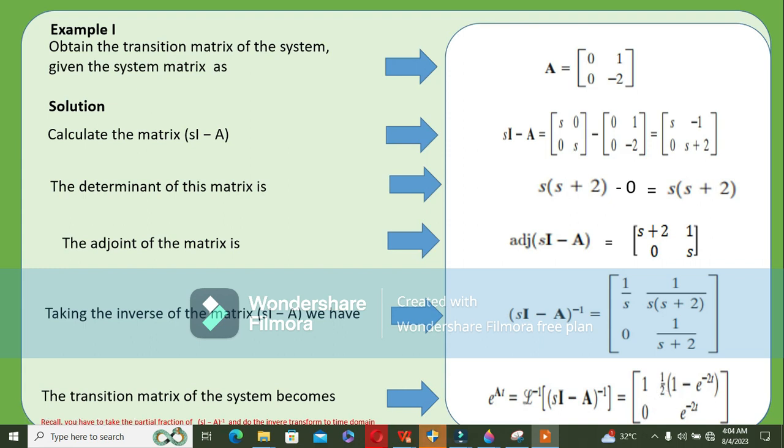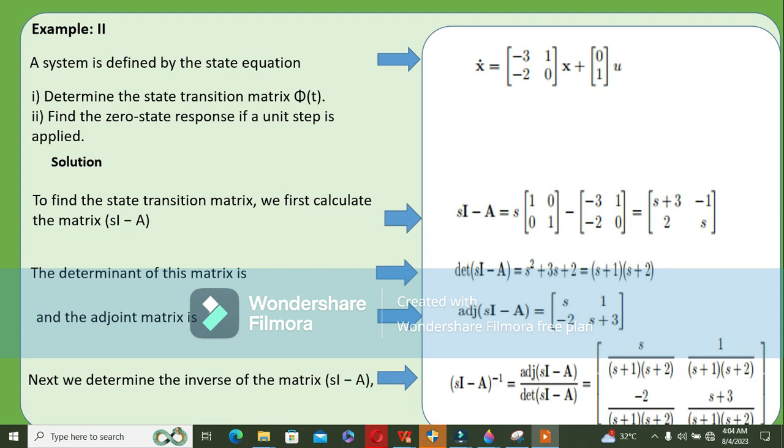I hope you're not feeling troubled. Of course, Laplace transform is the basics for this study, so you just need to look at simple Laplace transforms to help your understanding of this topic. So let us look at a further example.